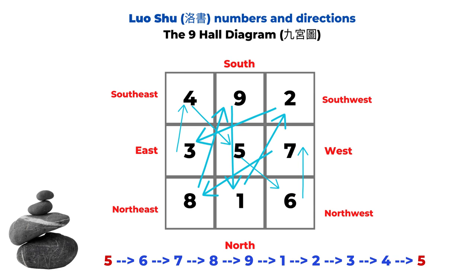And then number 2, southwest. And then number 3, east. Number 4, southeast. And then back to the center. So that's the direction we follow for all flying star charts. In some flying star charts, they will have the direct flying stars and the backward flying stars. But for the yearly flying star, we will follow the direction of the number. We will just do forward flying.